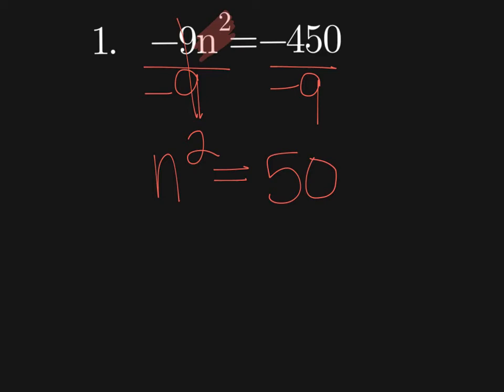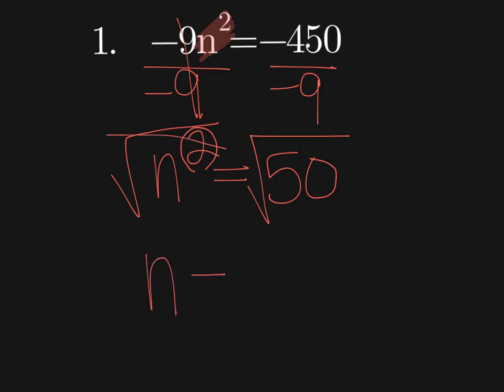Now this, we haven't seen this. This is a squared. The opposite of squaring is square root. So in order to get rid of that, we're going to take the square root of both sides. Those cancel and we're left with an n. Now we're going to take the square root of 50.